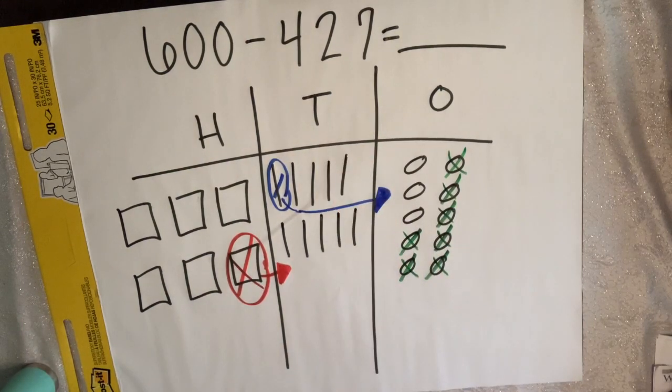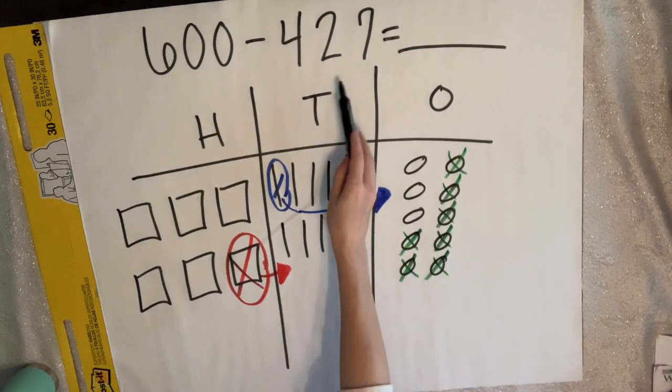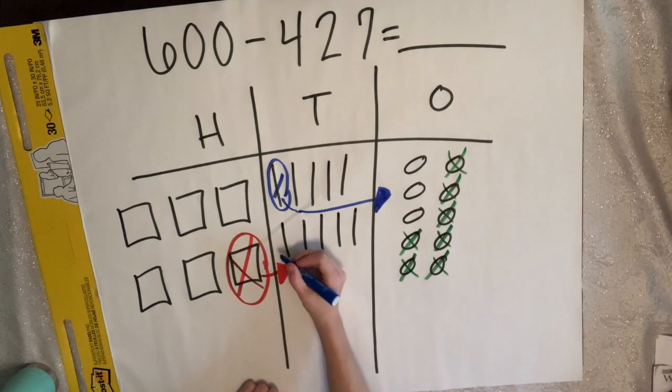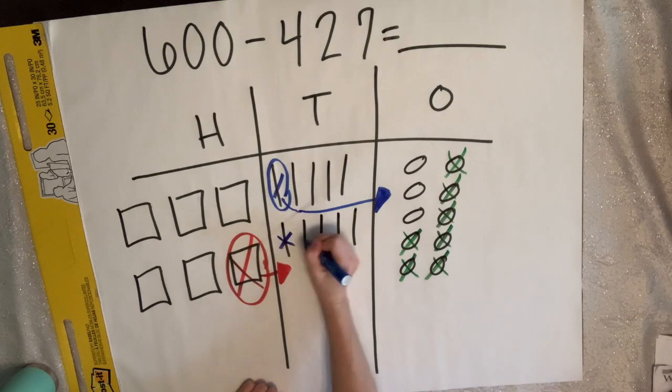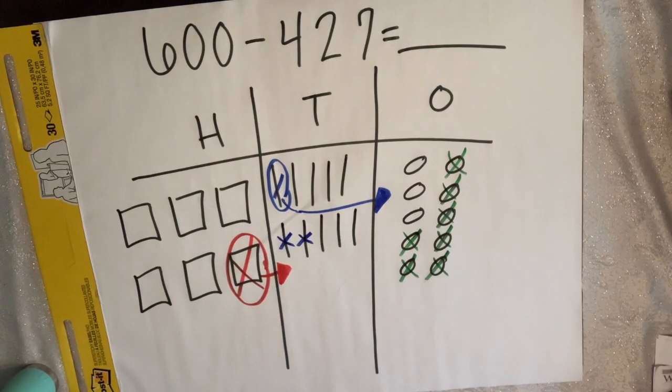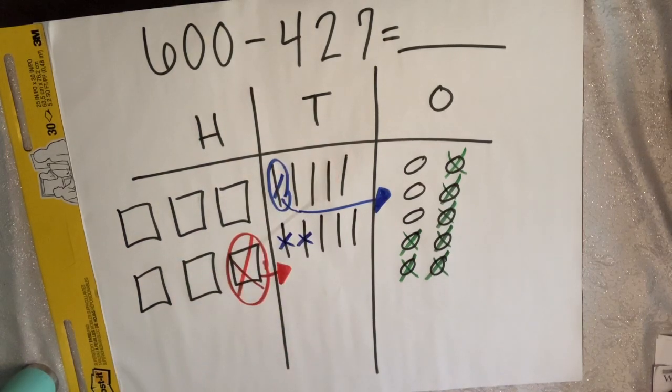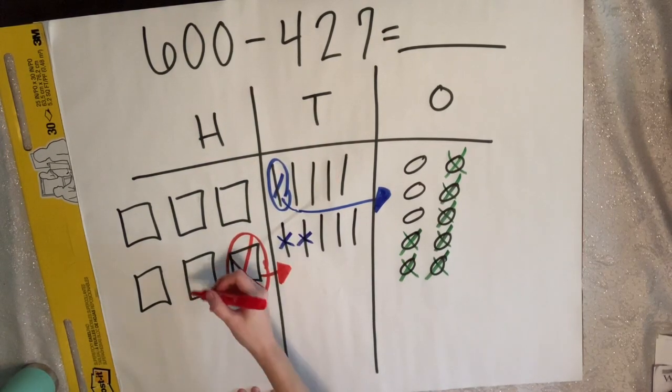We can look at the tens place. We need to take away 2 tens, so we're going to cross off 2 ten rods. And then lastly, we're going to look at the hundreds place. We need to take away 400, so we're going to cross off 400 flats.